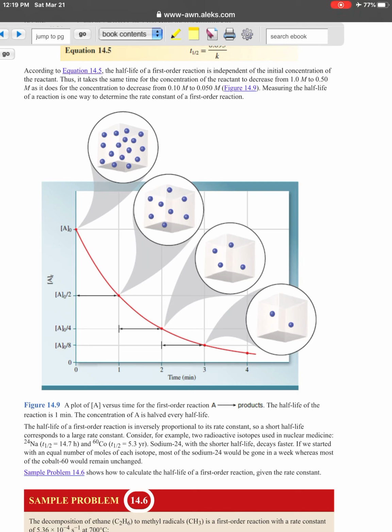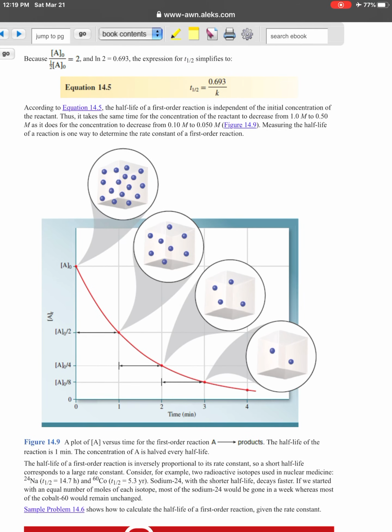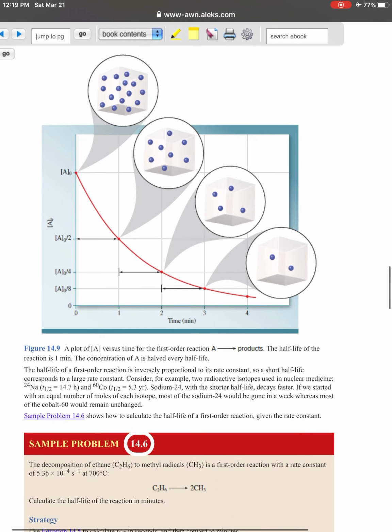Measuring the half-life of a reaction is one way to determine the rate constant of a first-order reaction. Why? Look at that equation. If you know what the half-life is, you can very simply rearrange equation 14.5 and figure out what k is. Here's figure 14.9, a plot of the concentration of A versus time for the first-order reaction A turns to products.